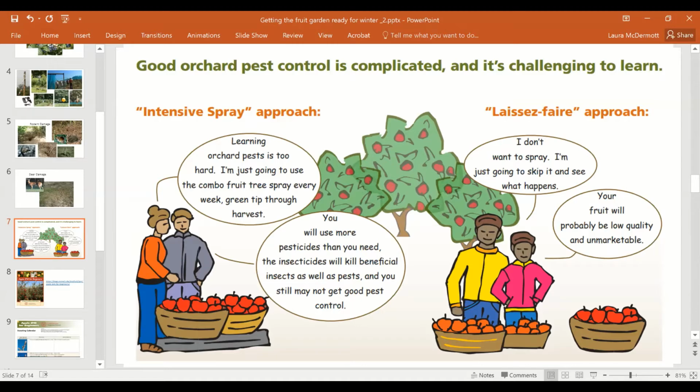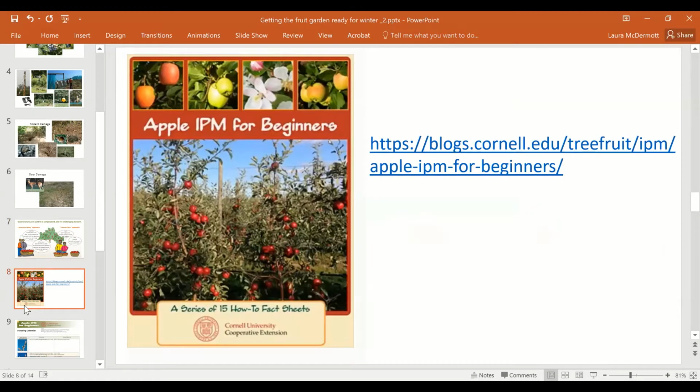So one of the resources that we have is this Apple IPM for beginners, and this is a really great set of fact sheets. It's located at that particular URL, which we'll go through a little bit. But this gives you the whole step-by-step, the understanding of integrated pest management, which is what IPM stands for, and then focuses in on some of the most important pests.